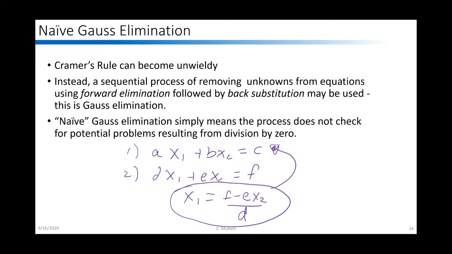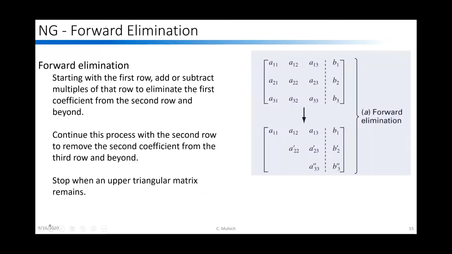Forward elimination and Gaussian elimination, which is forward elimination and the back substitution, is going to work essentially the same way, but we're going to do it using matrices, which should hopefully make things a little bit easier to keep track of. So forward elimination is going to be our first step of naive Gaussian elimination.